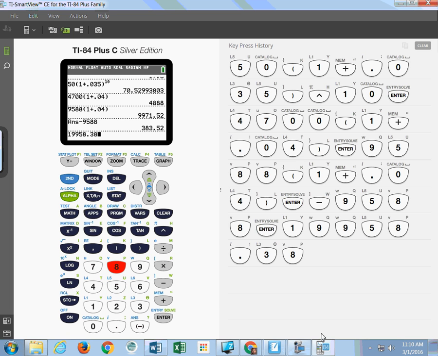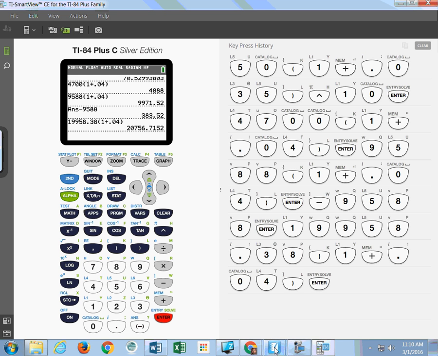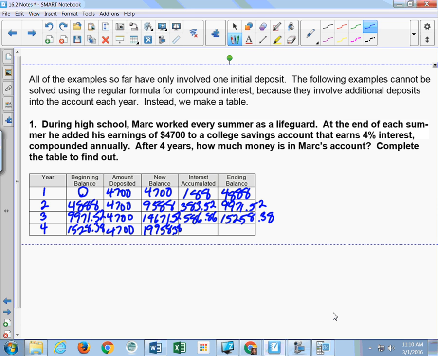19,958.38. Parenthesis. Plus 0.04 plus parentheses. Enter is 2756.72. Alright, subtract the new balance from the ending balance to get your interest accumulated, and that's 798.34.